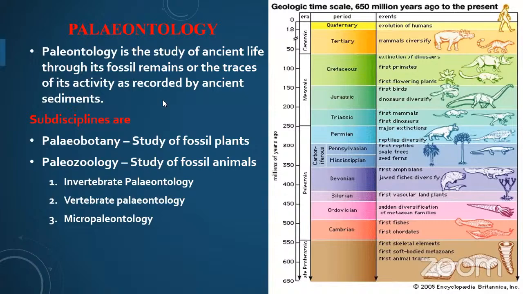Paleontology is the study of ancient life through its fossil remains or the traces of its activity as recorded by ancient sediments. Subdisciplines are paleobotany and paleozoology, and in paleozoology, invertebrate paleontology, vertebrate paleontology, and micropaleontology. Invertebrate paleontology we covered in the paleontology 1 presentation, whereas vertebrate paleontology we covered in today's paleontology part 2 presentation.